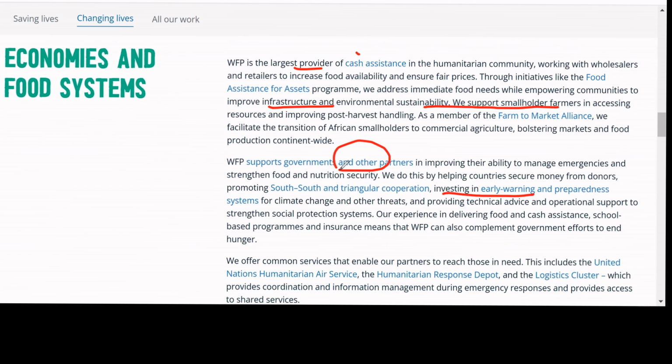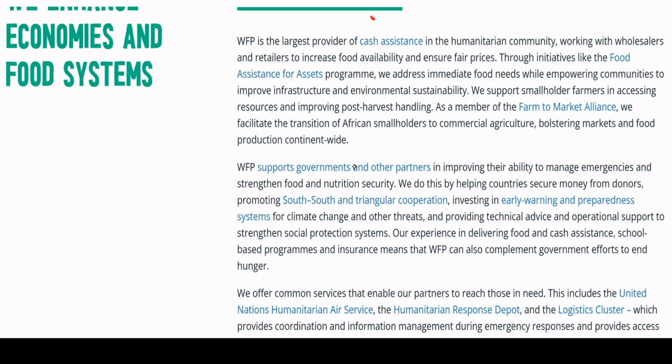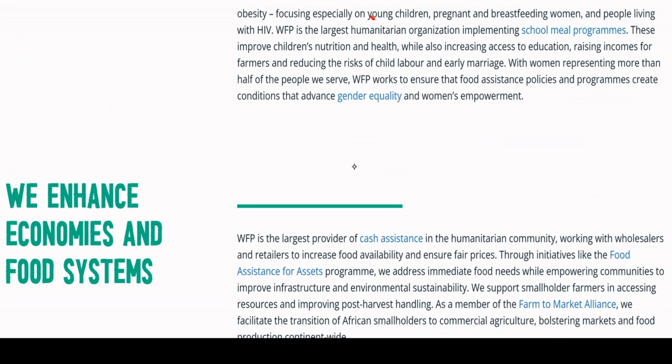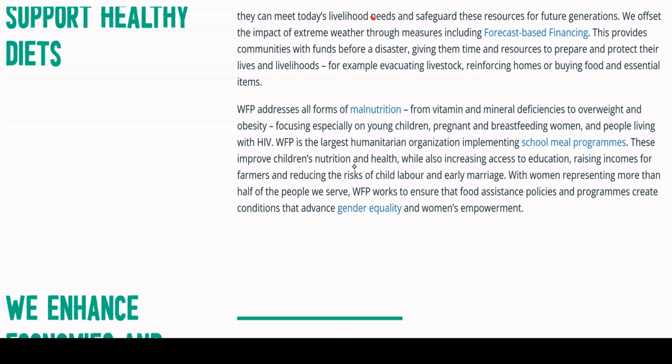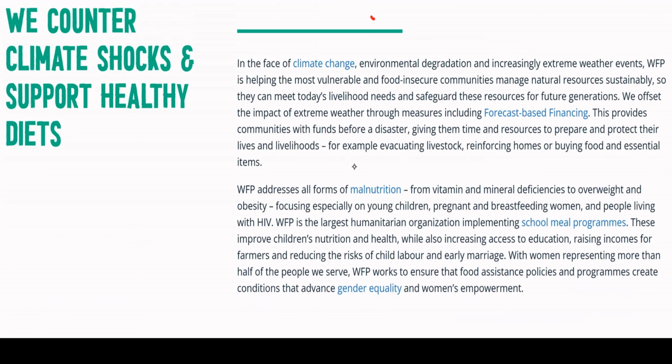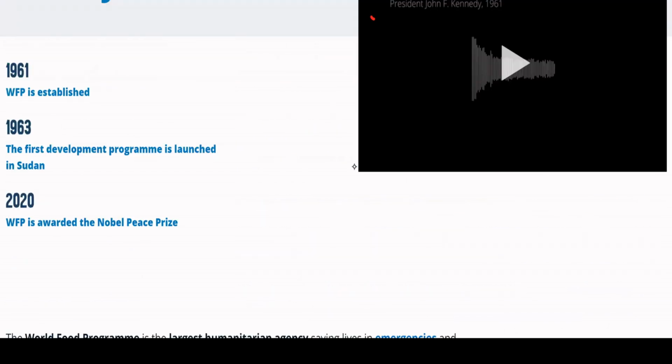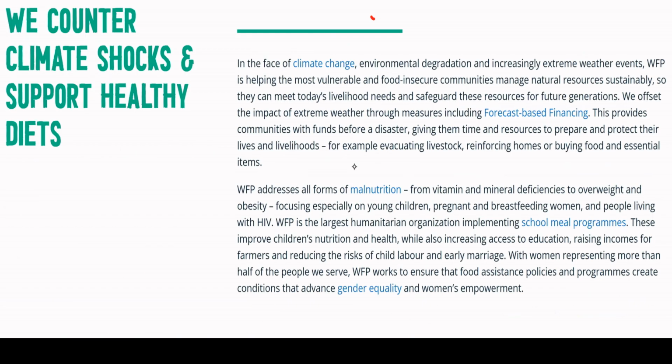Also, you can think about the cash assistance which is given. So basically, the World Food Program has cash assistance, also a school meal program, and many financing programs. It is a Nobel Peace winning organization in 2020. So I want you to look at it.